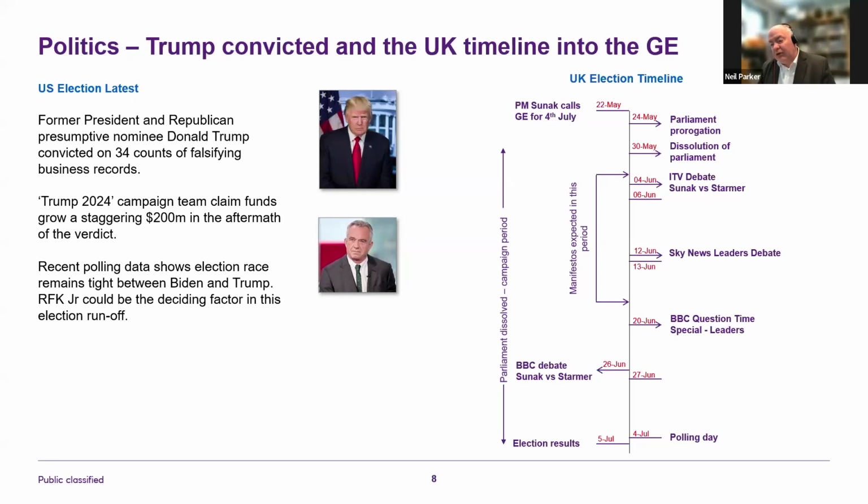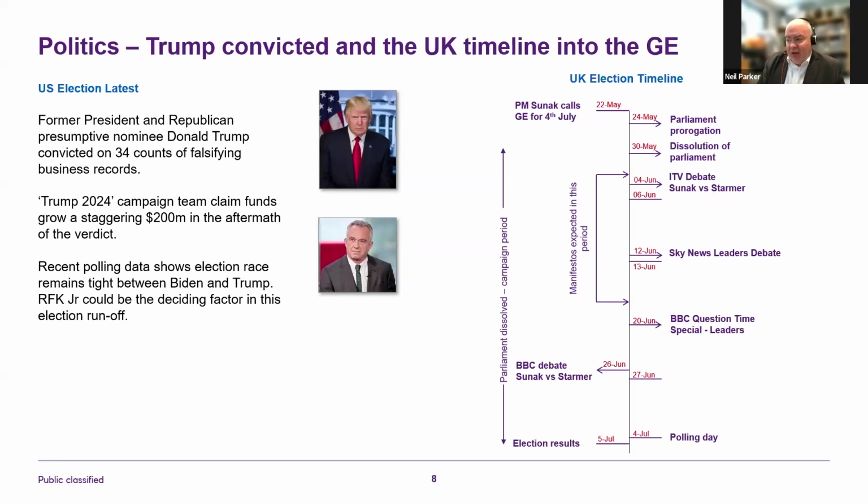election. If we look at the right-hand side of this chart and look at the UK election timeline, I've tried to put in as much detail as possible. So on the 22nd of May, Rishi Sunak called the general election. There was then a prorogation of Parliament on the 24th of May, then an eventual dissolution of Parliament on the 30th of May, and we've already had the first debate. So we're already basically towards the end of the first week of campaigning, and we've had our first debate. We're now expecting to see manifestos launched over the coming days, probably within the next couple of weeks.